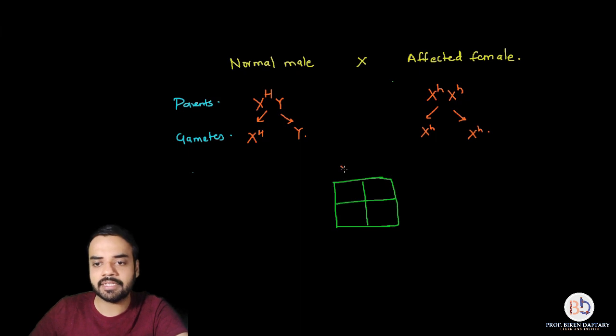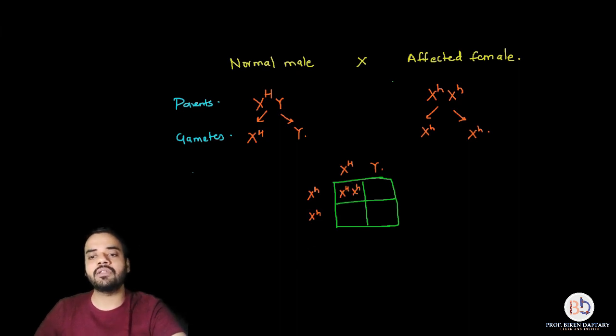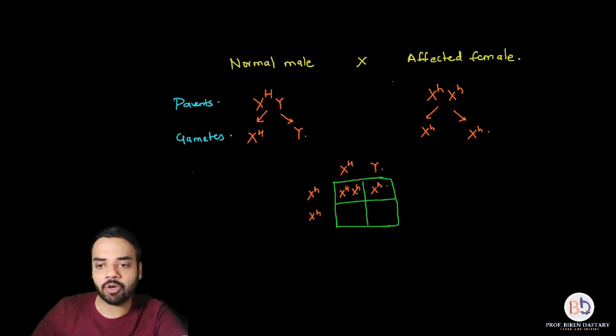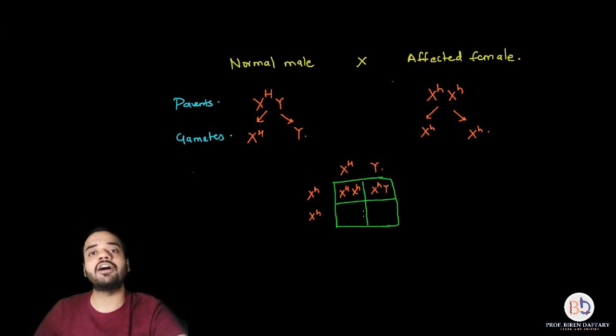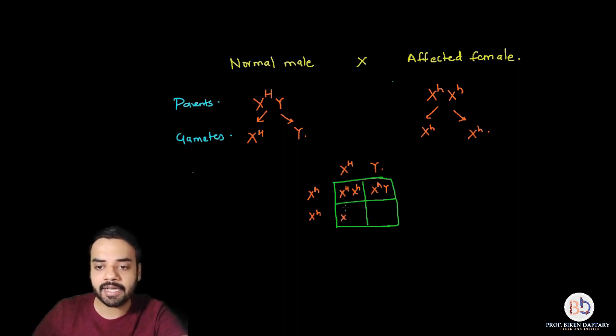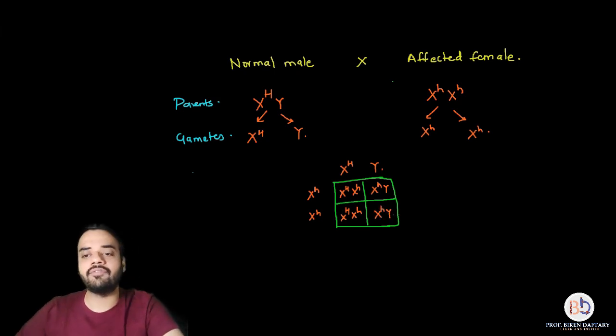So the male gametes are X capital H and Y, and the female gametes are X small h, X small h. So the first offspring is going to be X capital H, X small h, right? This will be a carrier female. Then the next will be X small h, Y. This will be an affected male. Then the next will again be a carrier female, which will be X capital H, X small h. And the last will be X small h, Y, which will be an affected male.